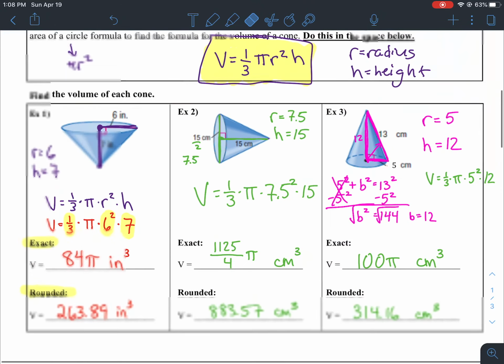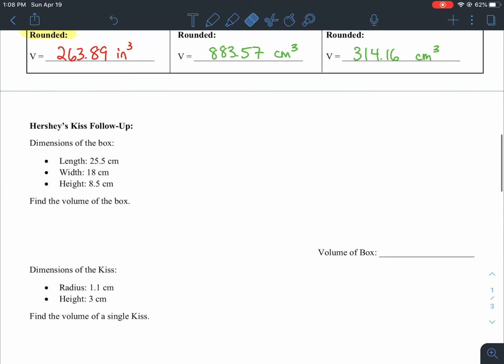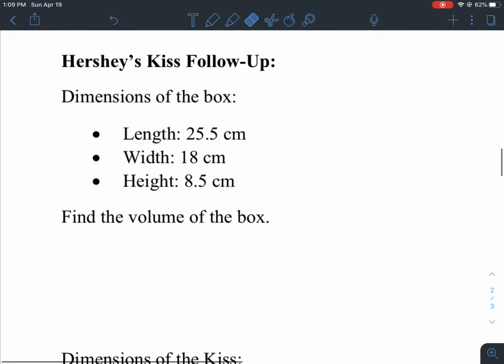Okay? So hopefully that makes sense as to how we've been doing this. Really nothing is new in terms of how we get our different measurements. It's just what formulas we're plugging them into. So what we want to do now is bring this full circle, go back to our warm-up, all right? We want to know how many Hershey's Kisses were in that box. So here are some pieces of information.